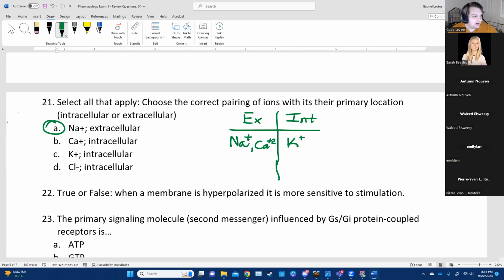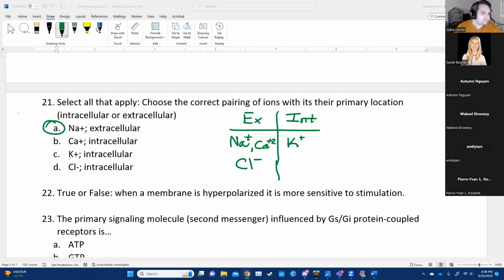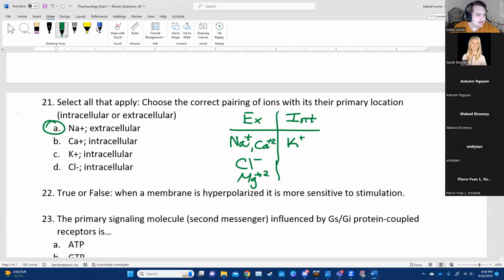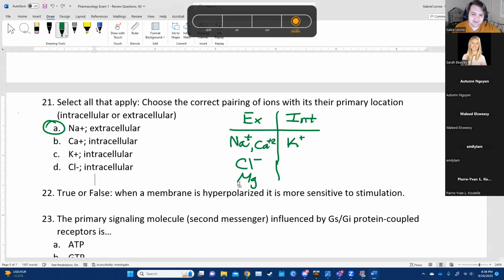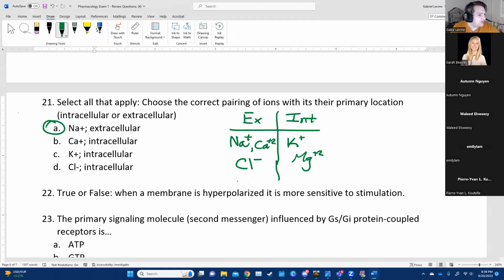What about chloride? Outside. What about magnesium? Outside. I had to double check. No, it's inside. It's inside, because it's involved in muscle contractions. Whoops.